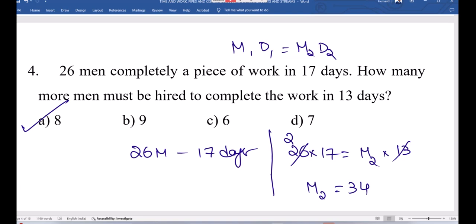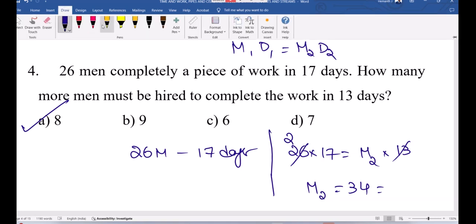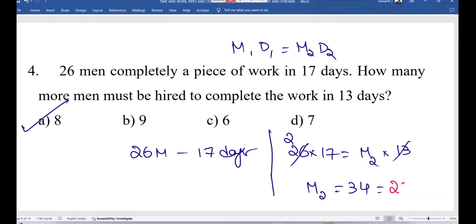8 more. Fourth question is chain rule concept. M1 D1 equal to M2 D2. 26 men, 17 days. How many more men? Already 26 available. 8 more is sufficient. Answer 8.